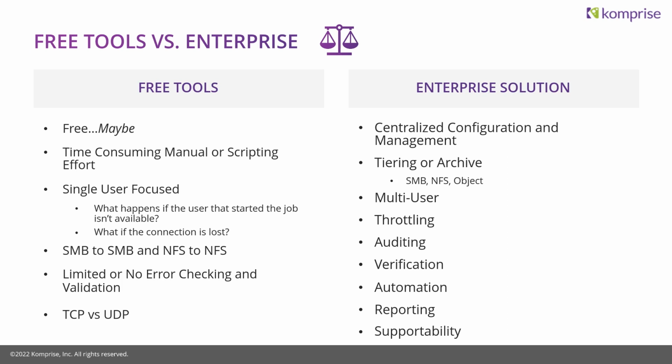So, let's really get over to the enterprise solutions. Enterprise solutions typically have centralized configuration and management. They have the ability to tier or archive. They are multi-user focused. They enable throttling, auditing, verification. There's automation automatically built in, reporting, and the big one, supportability. They can be supported. A good question. So that's the other point, that reporting part is critical.